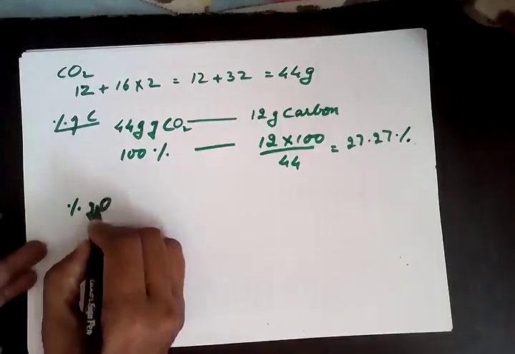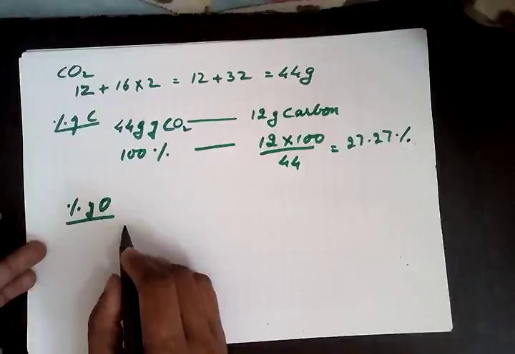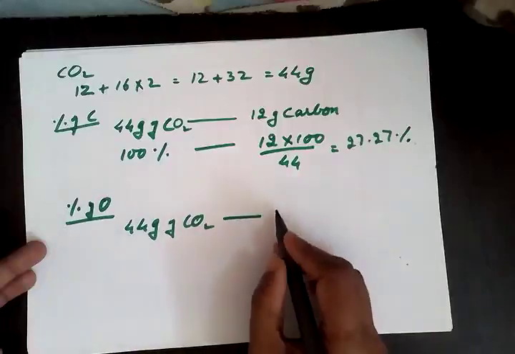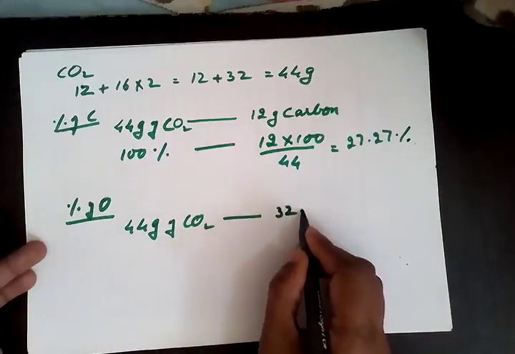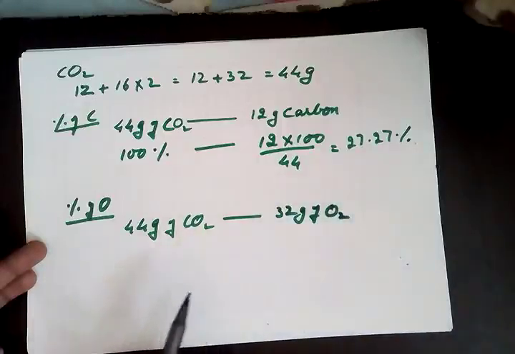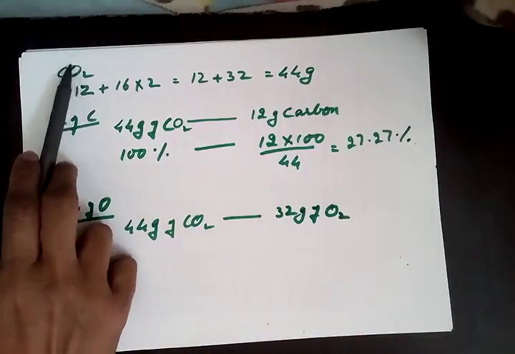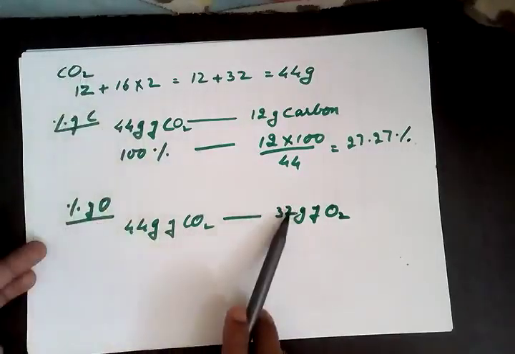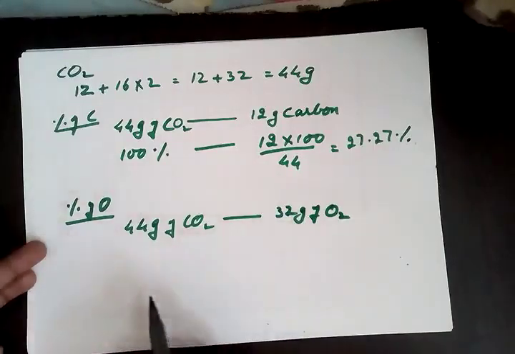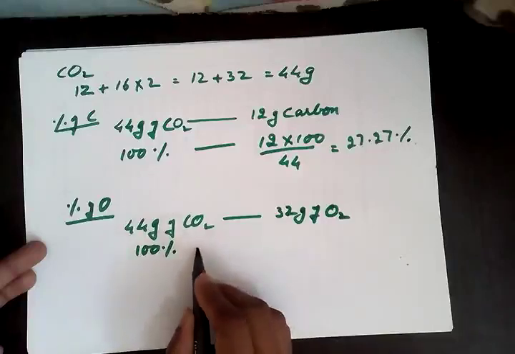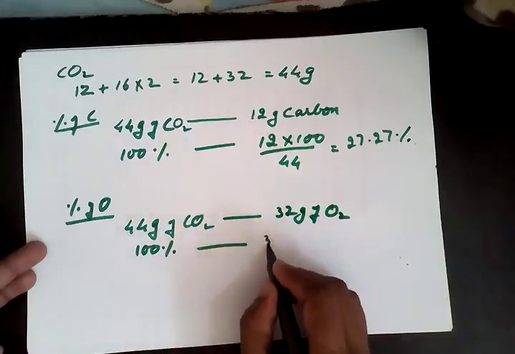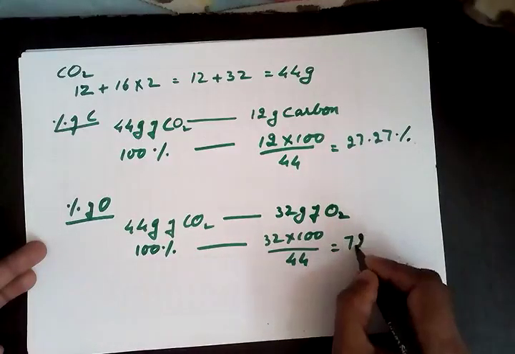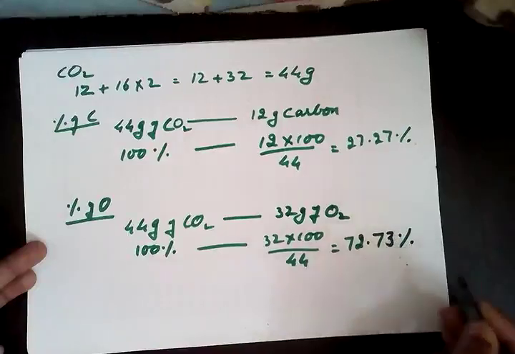Or if we ask you the percentage of oxygen, again the same step: 44 grams of carbon dioxide will contain 32 grams of oxygen. Bear it in mind, we are calculating the entire oxygen present here, not only one oxygen atom. Since oxygen here is 2, we have taken 2 into 16, that is 32 grams of oxygen. 100% of carbon dioxide contains 32 into 100 divided by 44, that gives you 72.73%.